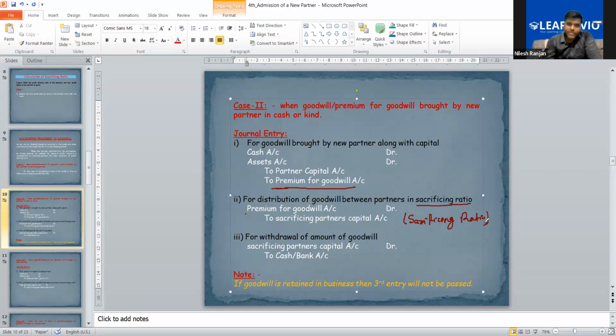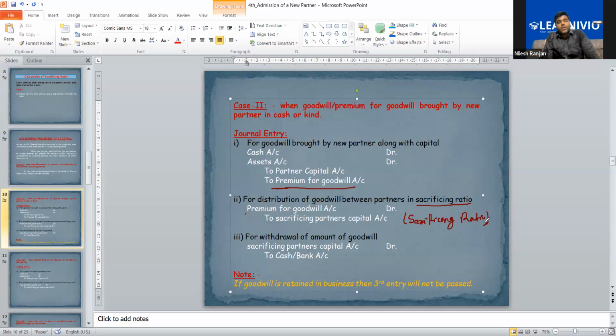The third entry is for withdrawal of the amount of goodwill, if the old partner, the sacrificing partner, has decided to withdraw the money of goodwill. Then that entry will be sacrificing partners' capital account debit to cash or bank, because they are taking cash. So cash is going from the business. That's why cash is on the credit side, and partner capital is on the debit side because it is decreasing.